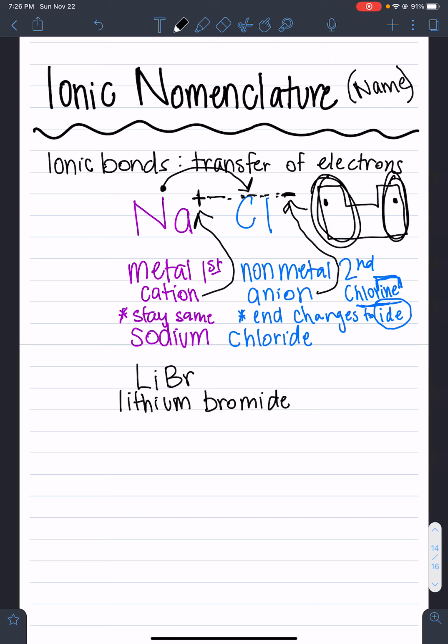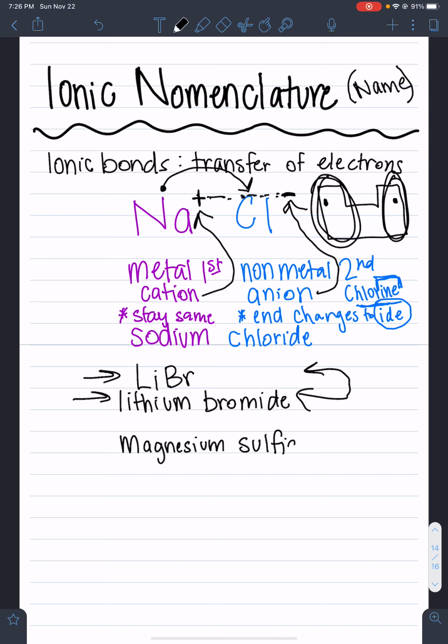On your homework and on the test, I also might ask you to go backwards. So instead of giving you this and asking you for that, I might give you the whole name and you need to then give me the symbol. So I could ask you to go in reverse. So let's practice one of those. I could say, what is the symbol for magnesium sulfide? So again, pause the video, figure it out. I'm just going to show you. It's going to be Mg, because that's the magnesium symbol, and then sulfide, S. So MgS. That's how I figured it out.